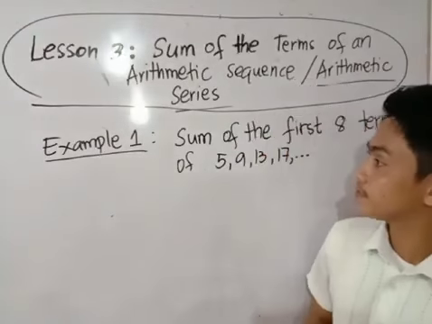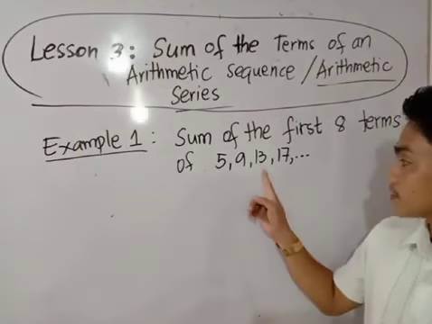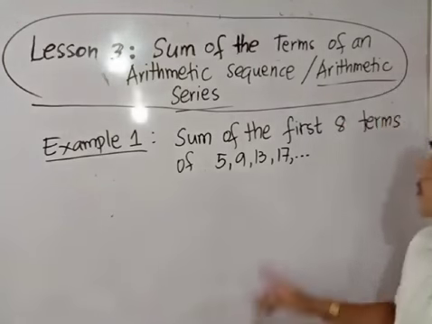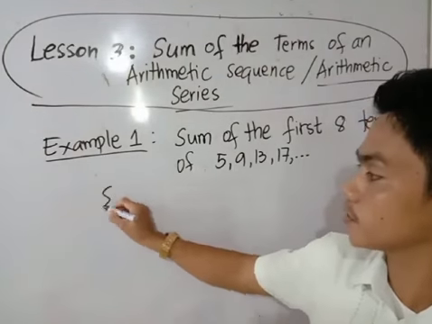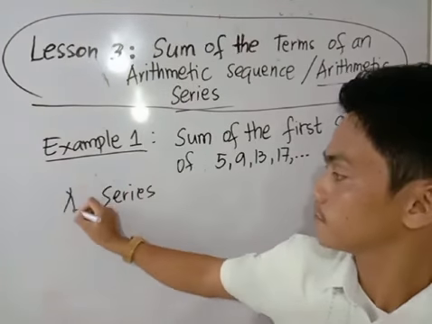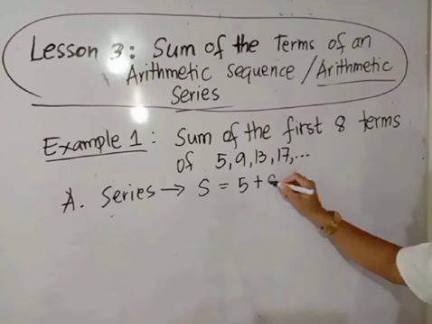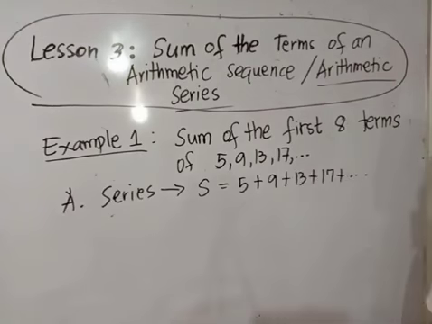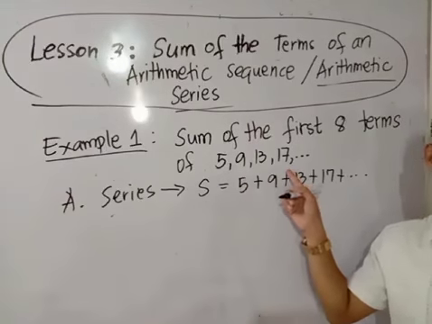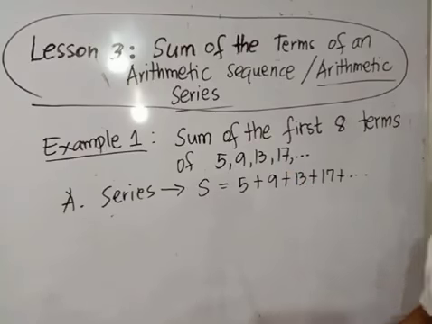For our first example, find the sum of the first 8 terms of this arithmetic sequence: 5, 9, 13, 17, and so on. If you are asked to get the sum of the first 8 terms, in arithmetic series form, S is equal to 5 plus 9 plus 13 plus 17 plus, and so on. So how do we solve this problem?